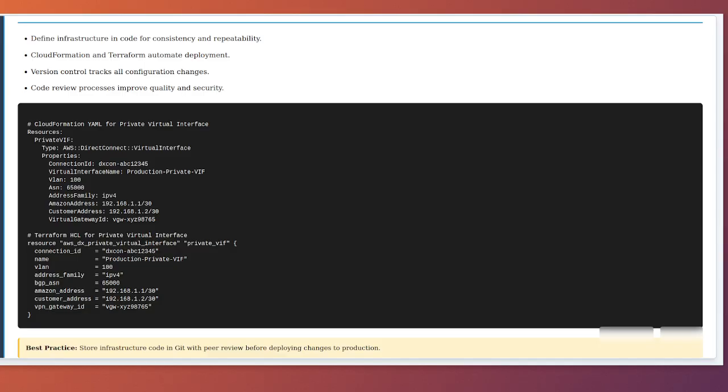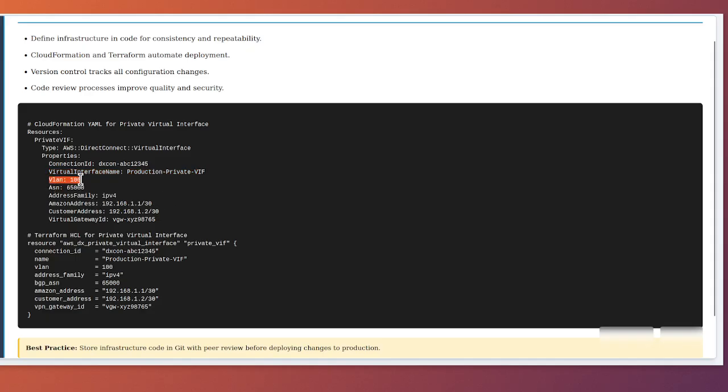The code block shows a CloudFormation template for creating a Direct Connect virtual interface. The template is written in YAML format. At the top, we define the resource type as AWS Direct Connect virtual interface. The Properties section specifies all the configuration parameters. The connection ID references the existing physical Direct Connect connection. The virtual interface name provides a descriptive name.